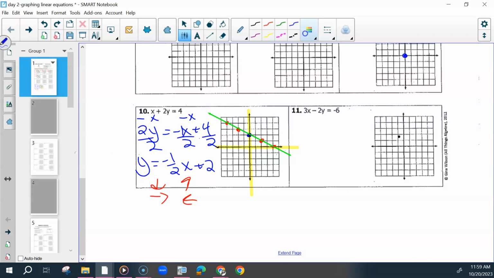Alright, what's our first step? Subtract 3x. Focus. What's our first step? Subtract 3x. Why do we have to subtract the x minus y? We're trying to get y by itself. So if we move y to the other side, we're really creating extra steps. We could do that, but it would create extra steps.